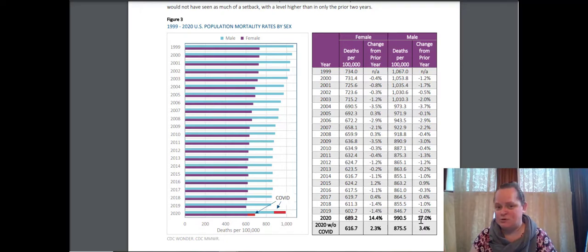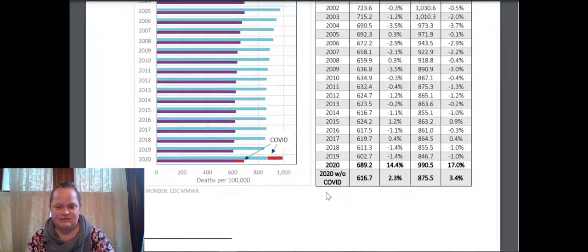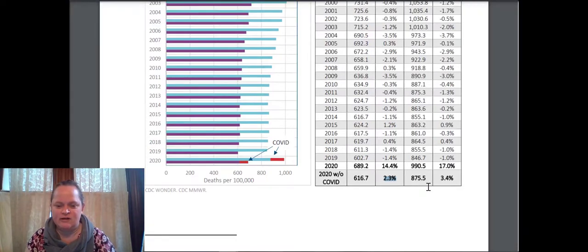compared to women at 14%. Yes, COVID hit men harder than women, but we also see, again, look at this last row, and I'll try to highlight this so you can see this. So first on the left we have women, and on the right we have men. The mortality removing COVID, for women it increased 2.3%, and for men 3.4%. So excess mortality hit men harder. It's not surprising. This has long been a historical situation.